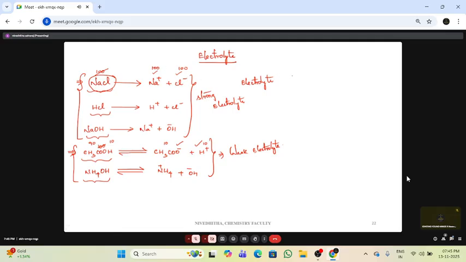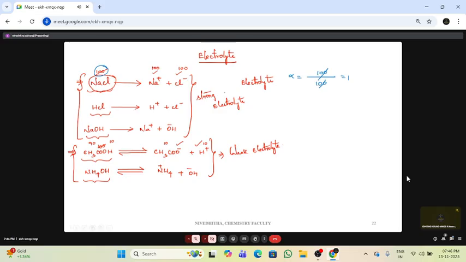As far as sodium chloride is concerned, I've taken 100 molecules of electrolyte. So total number of molecules of electrolyte taken was 100. And how many molecules of electrolyte were dissociated? I've taken 100 molecules of NaCl, and in that all the 100 molecules were ionized, right? So the numerator is 100 and the denominator is also 100. 100 by 100 is equal to 1.